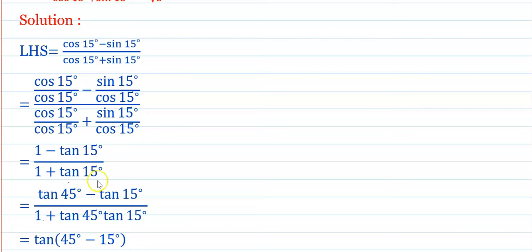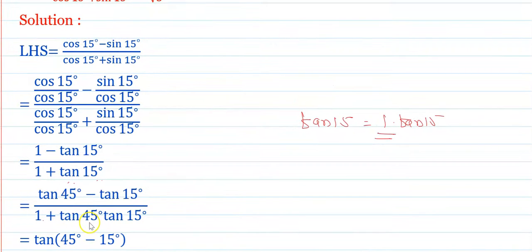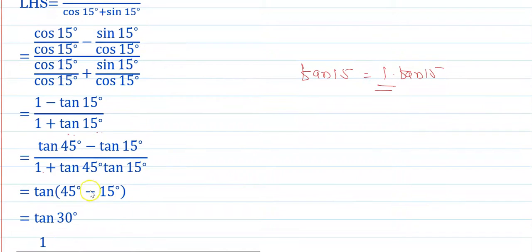Then tan of 15. This tan of 15 again can be written as 1 into tan of 15. But what about this one? 1 is tan of 45. And again, this is the expansion of tan of a minus b. Means what? Tan of 45 minus tan of 15.